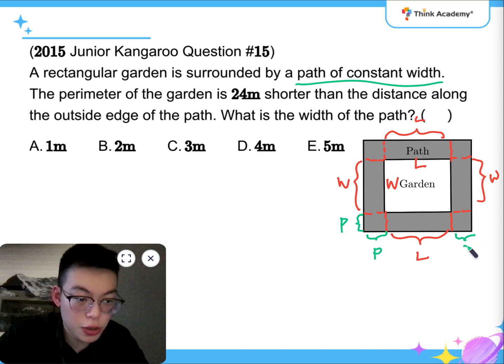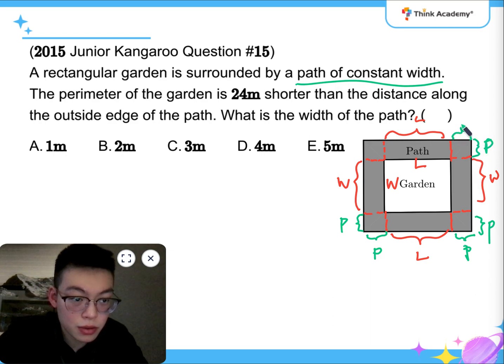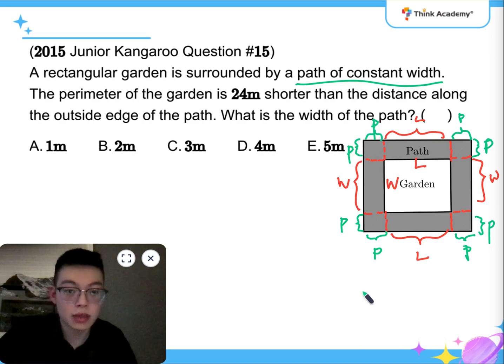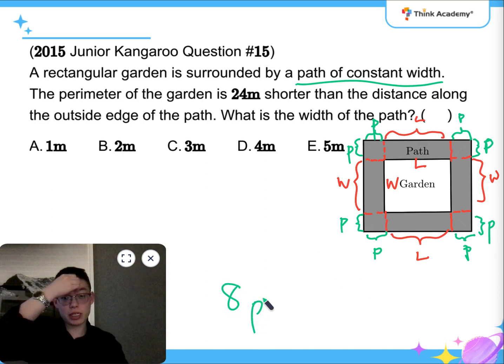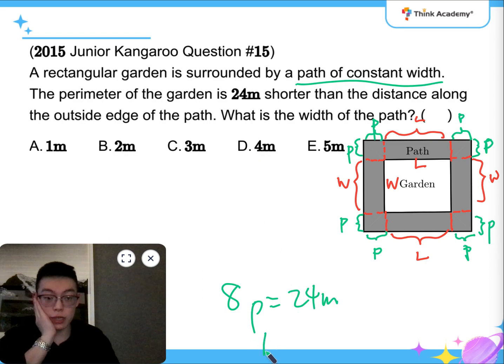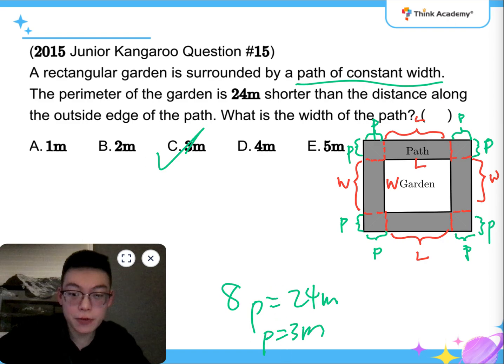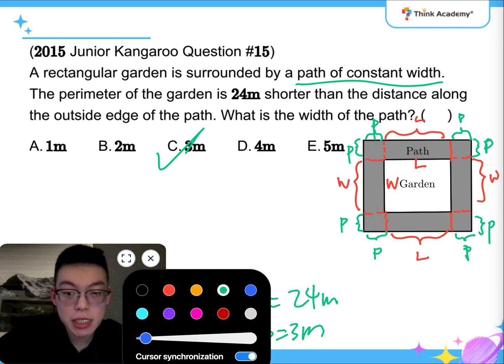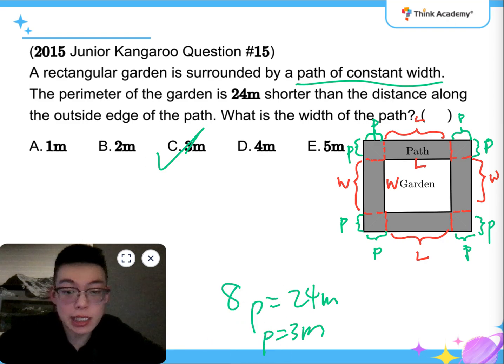So I have 1, 2, 3, 4, 5, 6, 7, 8 of the P's. So 8 of the P's is equal to 24 meters that are shorter, which means P is 3 meters. So the answer is going to be C for this one, okay? So that's for the questions 11 to 15.